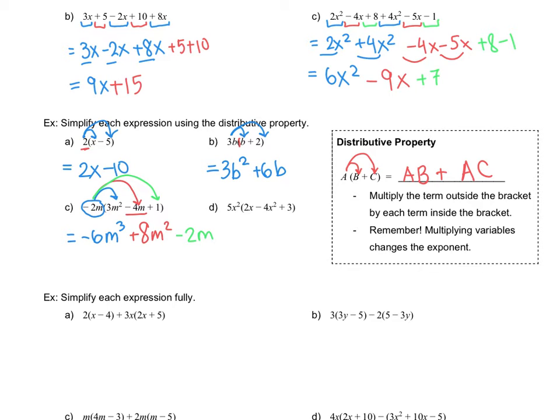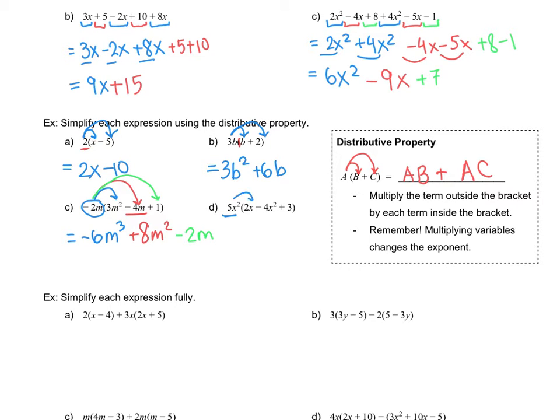So let's go to our last one before we combine everything. So I want you to pause the video here and try distributing this 5x squared into that bracket, and then come back to the video to check your work.